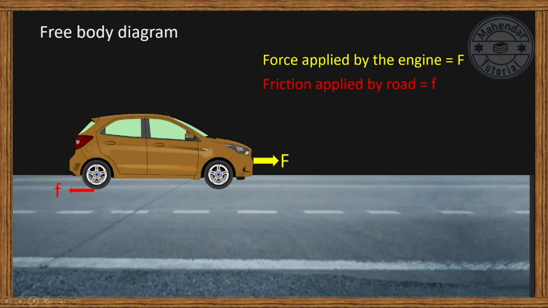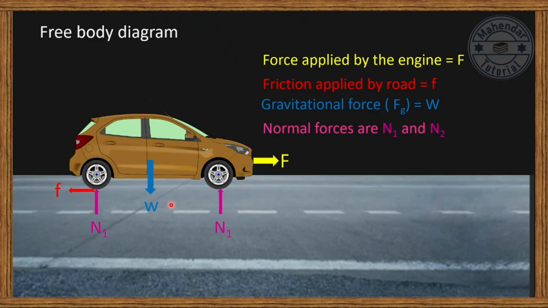And one more force, the gravitational force, always acts downward. That is W, the gravitational force, or Fg. It always acts downward. And finally, the normal forces N1 and N2. These two forces are opposite to the gravitational force. So these are all the forces acting in the free body diagram.